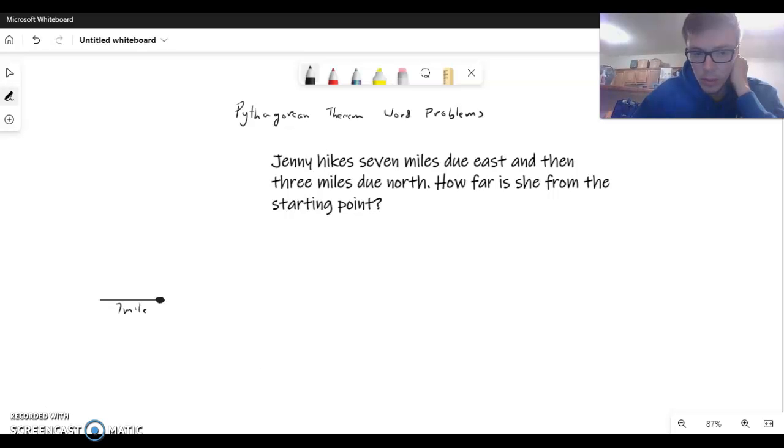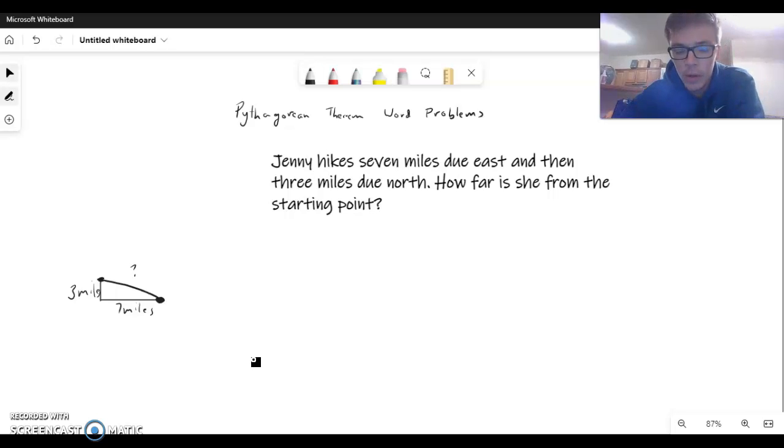So I label this as I do this. And then it says she then goes 3 miles to the north. So I'm going to go from that point, and I'm going to go 3 miles to the north. Then I draw another line, and I'm going to label that as 3 miles. The question asks, how far is she from her starting point? So this is where she's at now, this point right there. We want to know how far she is from that starting point. So how far between those 2 points? That is our question mark.